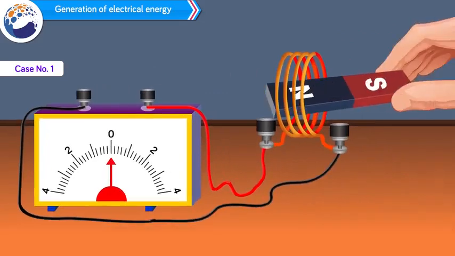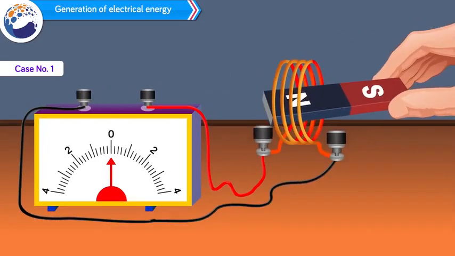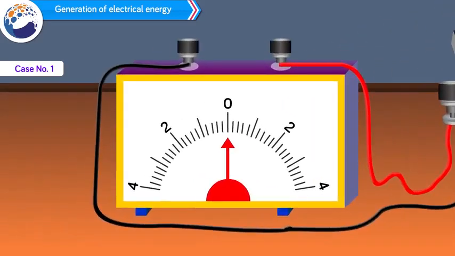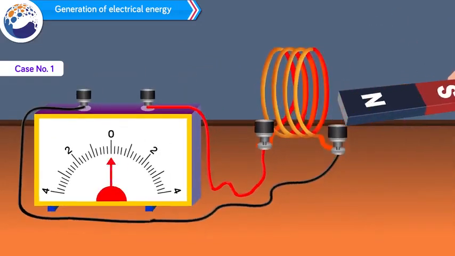Now take a bar magnet and move it across the coil facing north pole towards the coil. You will observe that there is a deflection in the galvanometer, indicating current is generated in the coil. Now if you move magnet away from the coil, you will again get deflection, but in opposite direction.